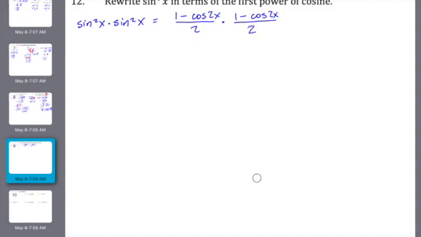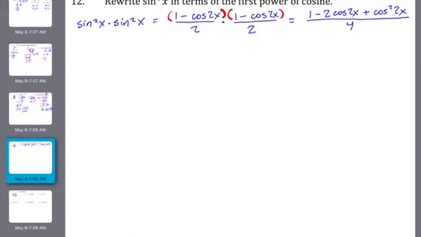In the numerator, we're going to have to FOIL these. And if you do that correctly, 1 times 1 is 1. And then we'll have a minus 1 cosine of 2x and another minus 1 cosine of 2x. We actually have minus 2 cosine of 2x. And then plus cosine squared of 2x. And in the denominator, 2 times 2 gives us 4.